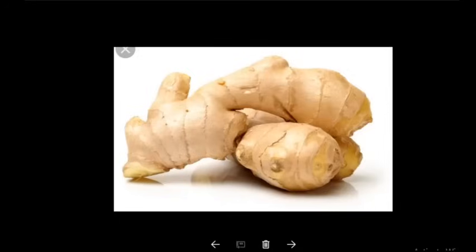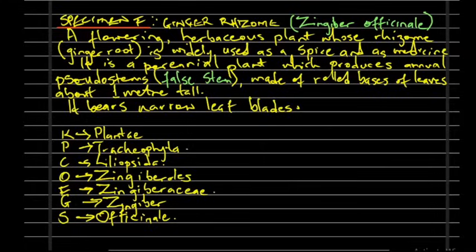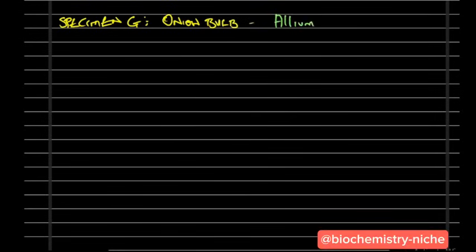So we move to the next specimen, which is specimen G. Specimen G is the onion bulb. It has its own scientific name. Its scientific name is Allium cepa. That is its scientific name. So what is Allium cepa? What is this onion that we're talking about? That is what we want to look at right now.